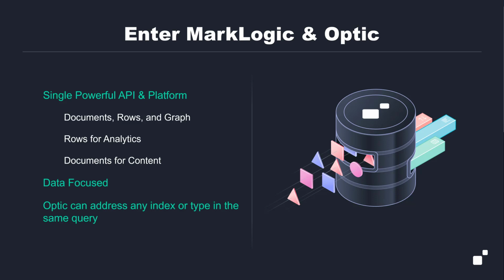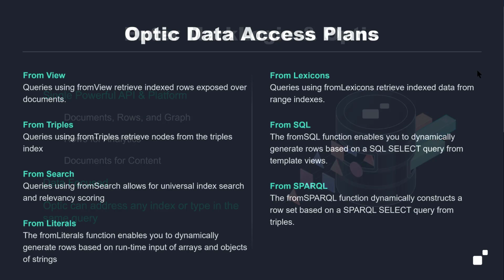So it's a single API that can handle your documents, your rows, your graph information, and it can handle any kind of index and then expose all of that data as a SQL view through ODBC to any application that needs it. So it can take data from the views that already exist, from your triples, from searches you've done, from existing indexes, from SQL commands, and from SPARQL, and all of these different kinds of queries can be combined into a single whole.